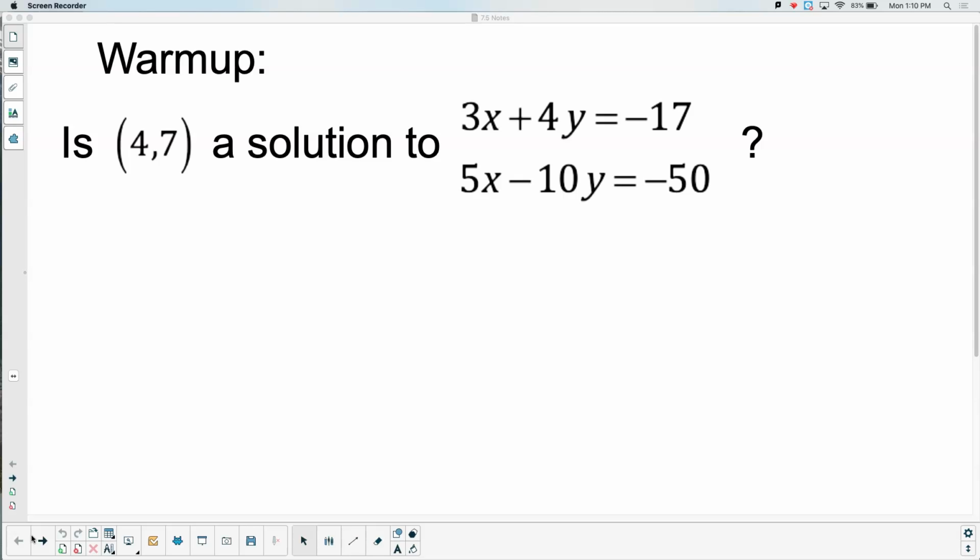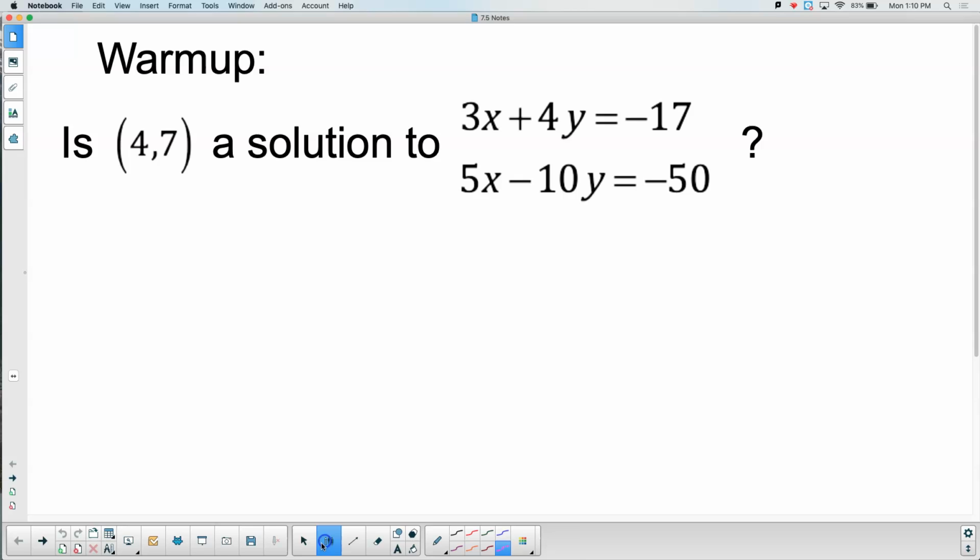Okay, so we can't just say that it doesn't work in any of them, because it actually works in the second one. It doesn't work in one of them, but because it doesn't work in one of the two, it's technically not a solution to the system.